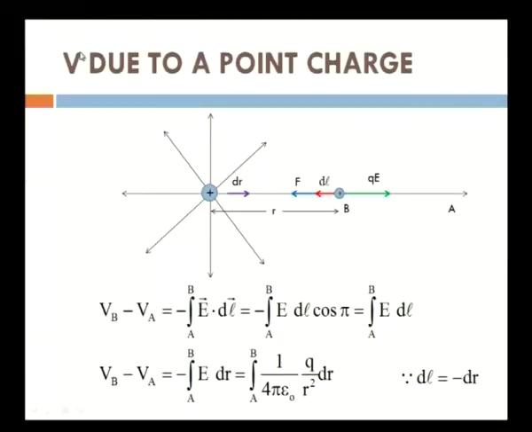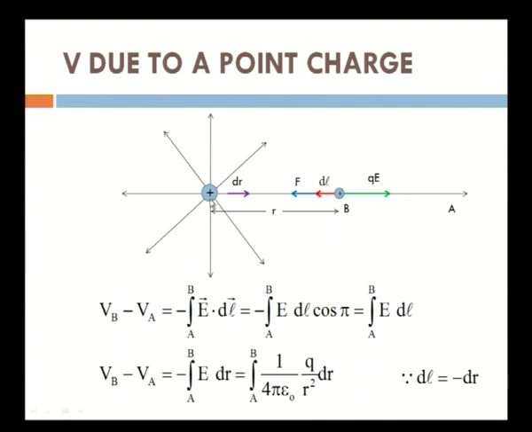Having established the relation between electric field and potential, we can use the same expression now for finding the electrostatic potential due to a point charge. We will try to use the relation we have just established. The potential due to a point charge.